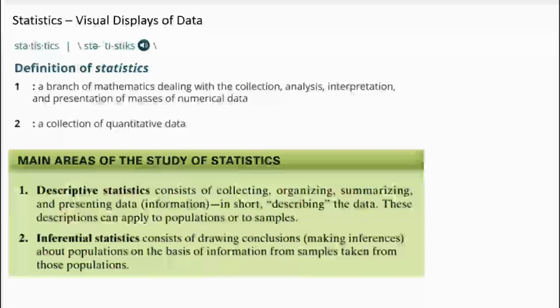And the main areas of the study of statistics, they divide it up into two things. Number one, descriptive statistics consist of collecting, organizing, summarizing, and presenting data or information, in short, describing the data. These descriptions can apply to populations or to samples of populations. Then you have inferential statistics, and that consists of drawing conclusions about populations on the basis of information from samples taken from those populations.